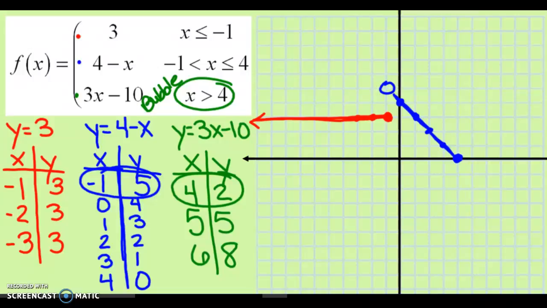All right, so now we're going to plot these points. At 4, 2, we're going to put another bubble because it's not equal. And then we're going to plot 5, 5. I think that's right. 1, 2, 3, 4, 5. And then 6, 8. 1, 2, 3, 4.